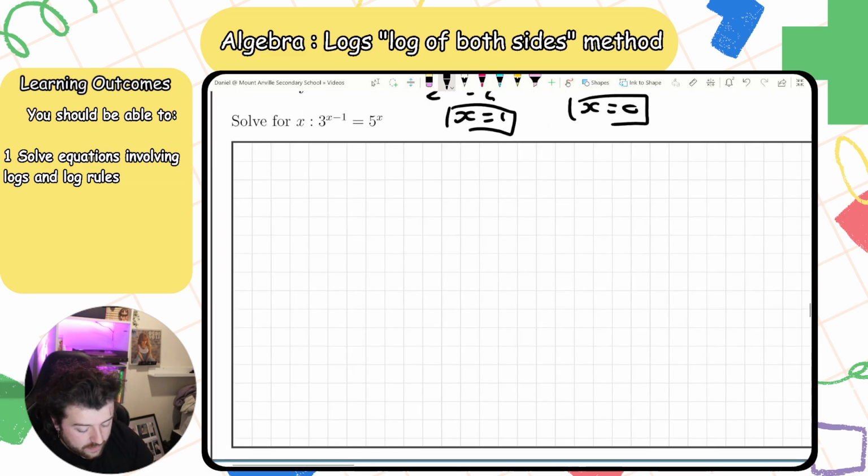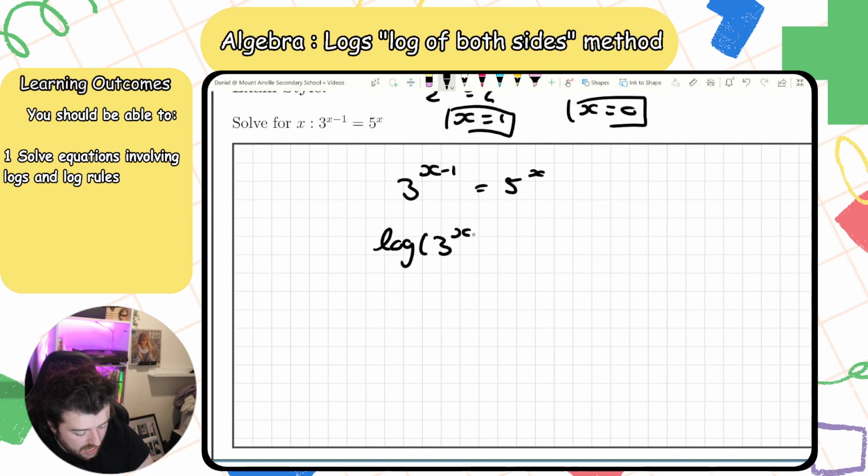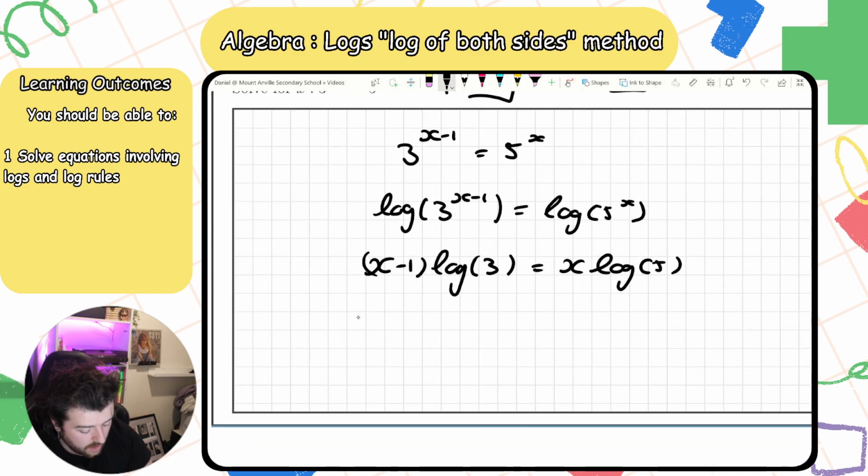Then finally, 3 to the x minus 1 equals 5 to the x. Take the log of both sides. Log of 3 to the x minus 1 equals log 5 to the x. (x minus 1) log 3 equals x log 5. Multiply in this, x log 3 minus log 3 equals x log 5.